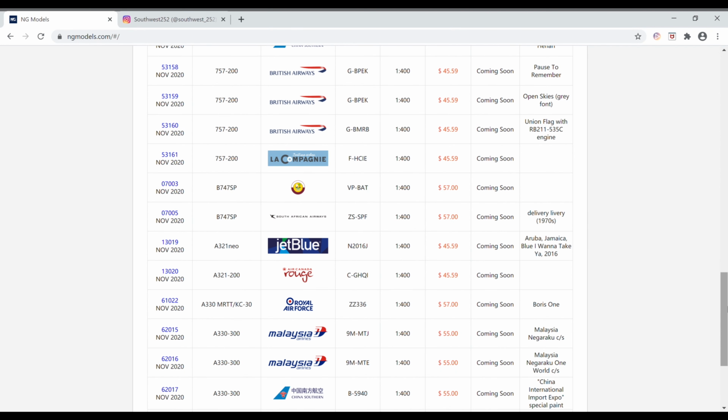Next up is the China Southern Airbus A330-300. The registration is Bravo-5940. It is $55. This is the China International Import Expo livery. And the item number is 62017.